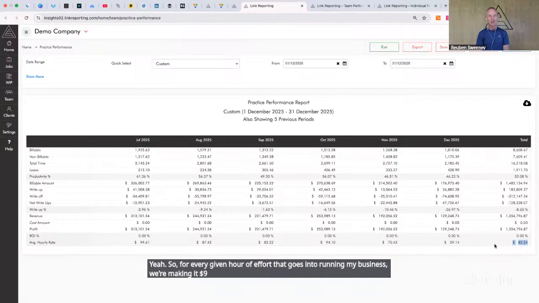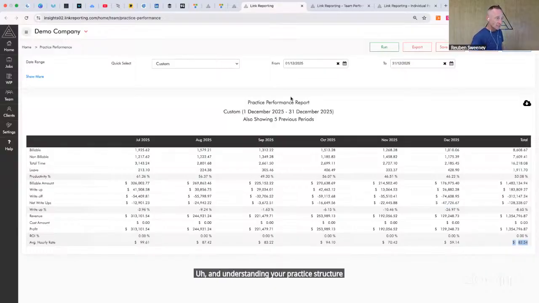And should I be happy with that? I would say no. The answer to how to improve that is in all the numbers we'll talk you through. It's the detail in the write-offs, productivity targets, and understanding your practice structure. Cool. That's the practice performance.